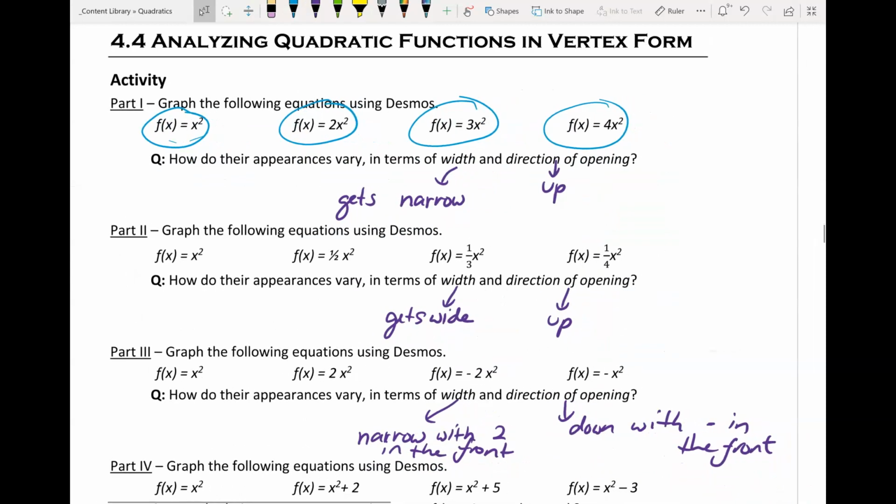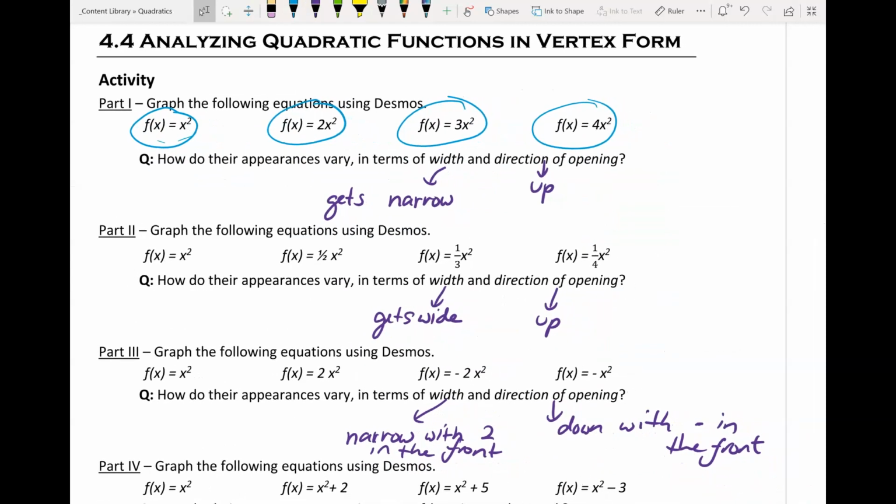So here's part 2. Once you graph this into Desmos, you're going to see that instead of getting narrow, it's going to get wide. So you can probably conclude that whenever you have a fraction that's smaller than 1, a proper fraction, in front of your x squared, you are going to have a wider looking parabola. And the direction of this opening is still up because your arms are facing up.